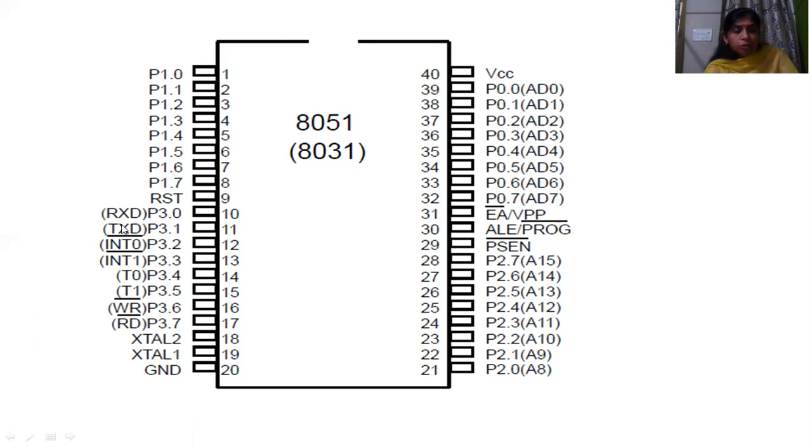For example, port P3.0 is for reception of signal, then transmission of signal, and provision of interrupt signals P3.2 and P3.3. Then this is timer 0, timer 1. For writing and reading, these are the active low pins. These are the different functions. This is the main basic difference between the port 1 pins and port 3. The port 1 pins are exclusively for input output, but these are input output as well as having a number of special functions.